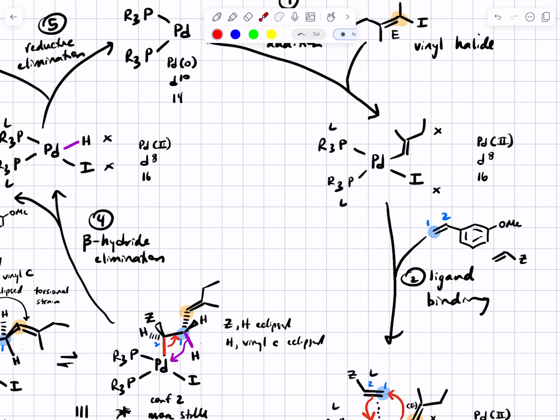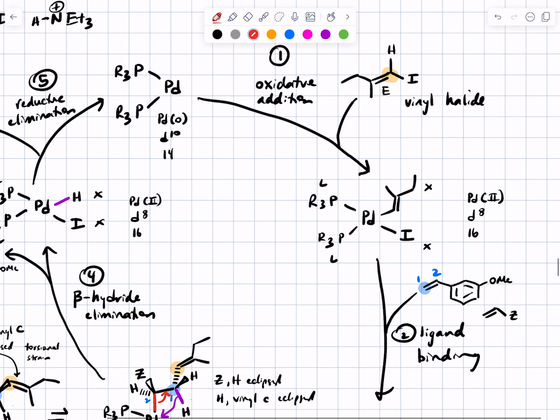Prior to the ligand binding step, you have the vinyl ligand, which is formed by oxidative addition of the vinyl halide to the palladium. So one pair of electrons in these palladium carbon and palladium metal bonds comes from the carbon iodide bond. The other pair of electrons comes from palladium. You can't really tell which is which, but I'll just label them in different colors so you know that they have different sources. That's why we go from palladium 0 to palladium 2.